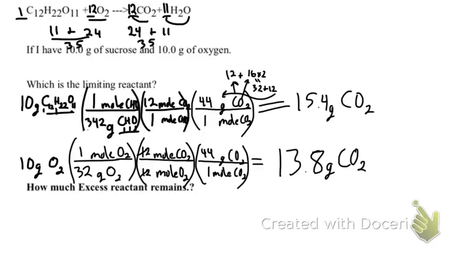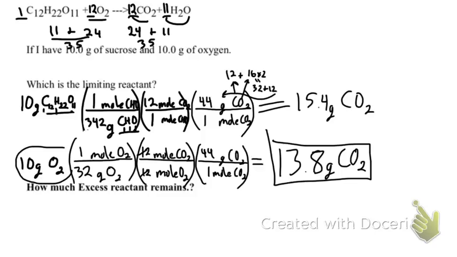So if the question were to ask how much CO2 can be made, your answer would be 13.8 grams of CO2, because that's when you run out of limiting reactant. And the limiting reactant is the 10 grams of O2. Once you run out of that O2, this is as much CO2 as you can possibly make. And this starts our next problem.